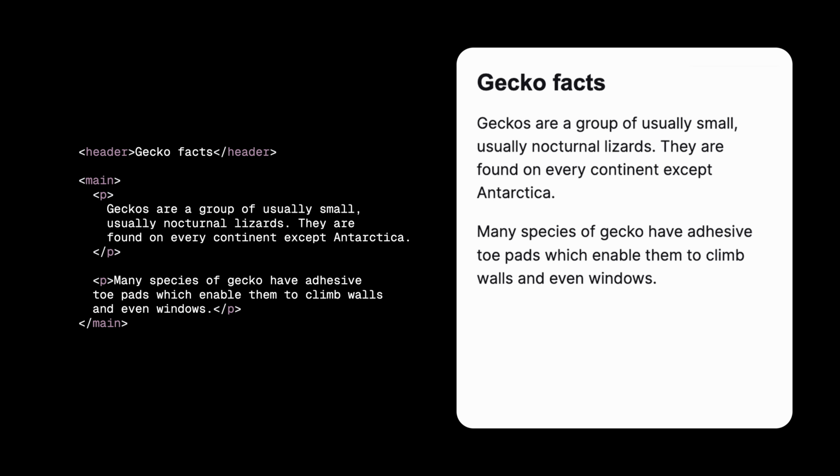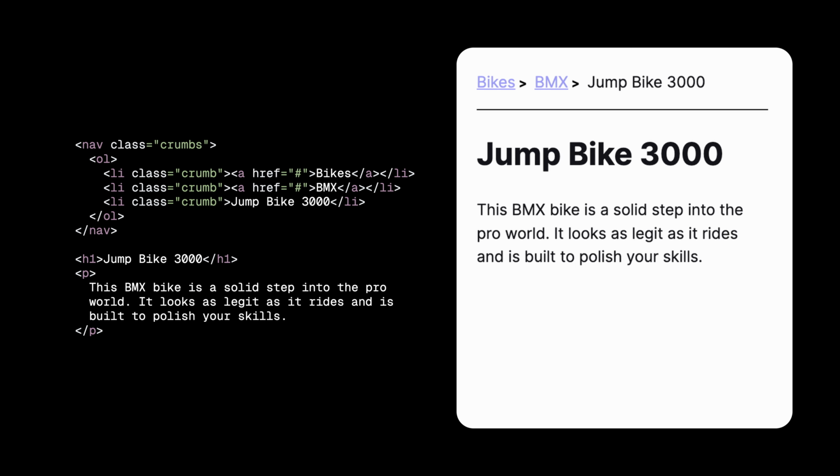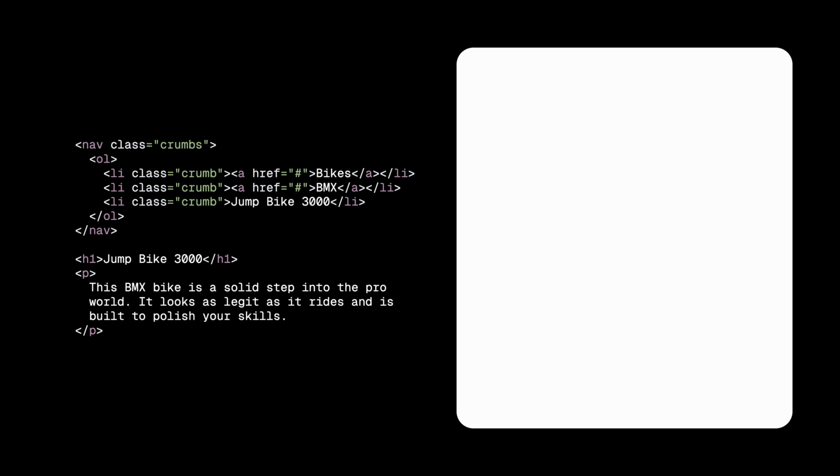Main represents the dominant content of the body of a document. The main content area consists of content that is directly related to or expands upon the central topic of a document or the central functionality of an application. Nav represents a section of a page whose purpose is to provide navigation links, either within the current document or to other documents. Common examples of navigation sections are menus, tables of contents, and indexes.